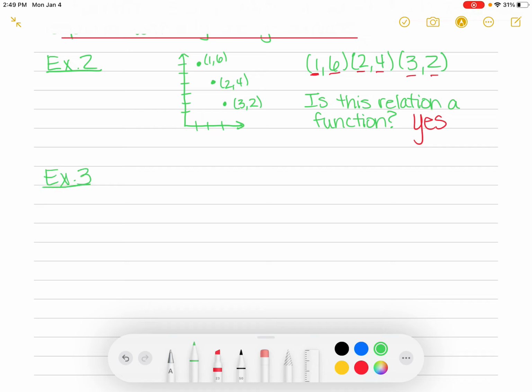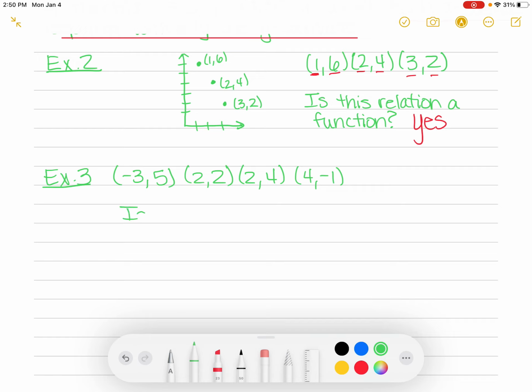So example 3, and this one I'm just going to give you the numbers. Maybe we'll graph it in a minute. Okay, so -3, 5, 2, 2. This is the same example we had earlier. 2, 4, and 4, -1. Okay, so on this one, they're saying, is this one a relation?